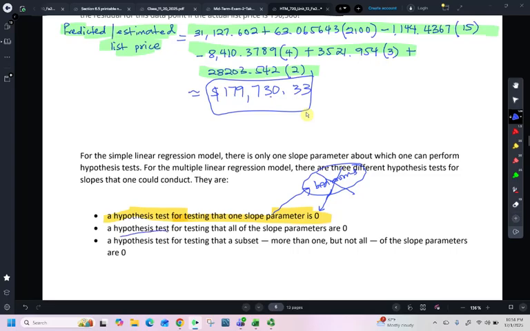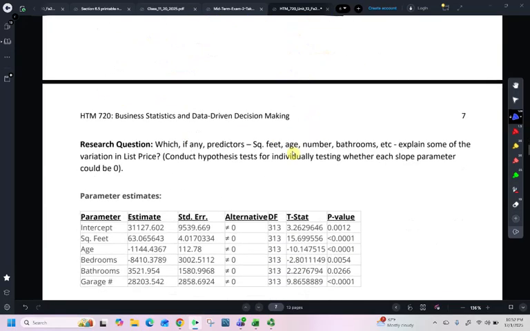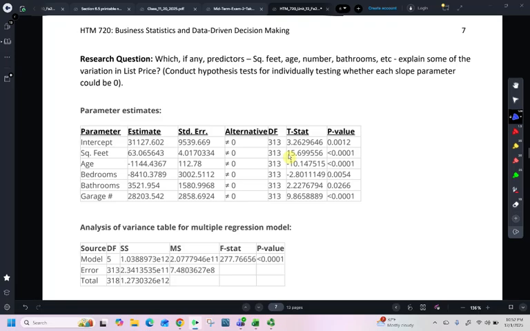We might also be able to carry out a hypothesis test for testing that all of the slopes are simultaneously equal to zero, or perhaps test if just a subset of the slopes pertaining to these independent variables are not all zero. Let's consider an example of how to do this.